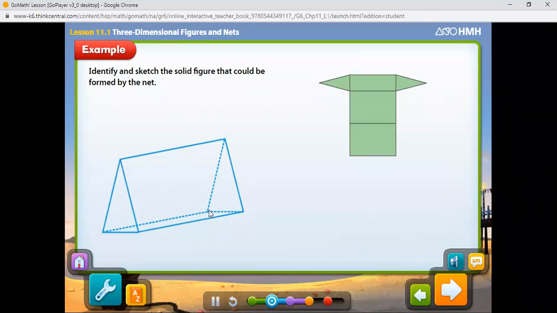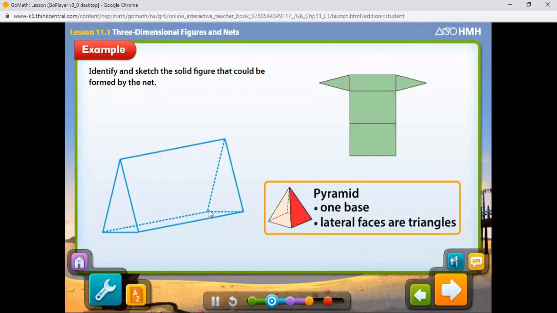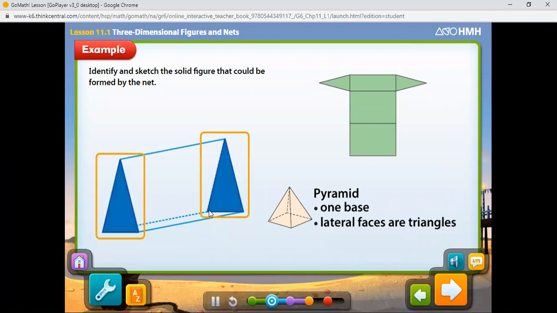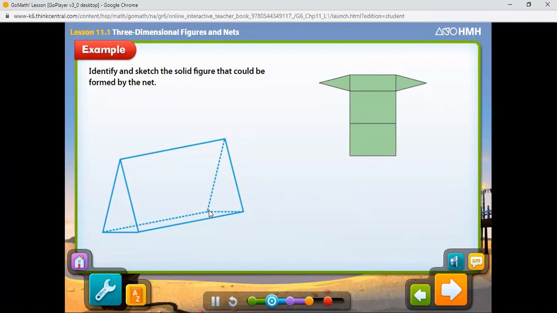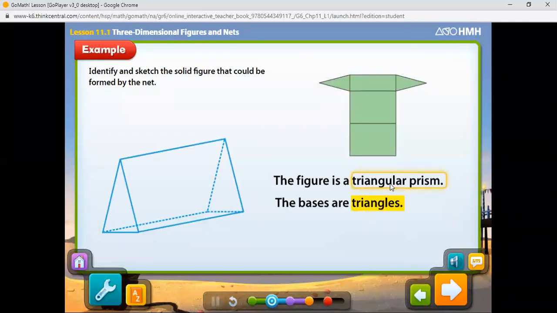So is the figure a pyramid or a prism? Okay. A pyramid has one base and lateral faces that are triangles. The sketch of the net shows two triangles as the bases of the figure and rectangles as the lateral faces. So the figure cannot be a pyramid. It's a triangular prism. Its bases are triangles and the lateral faces are rectangles. The figure is named a triangular prism for the shape of its bases.